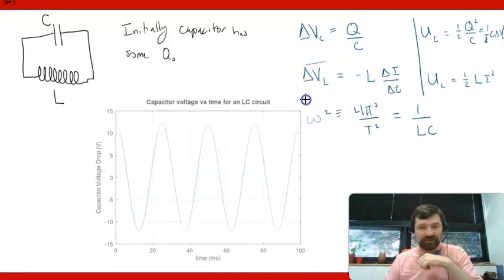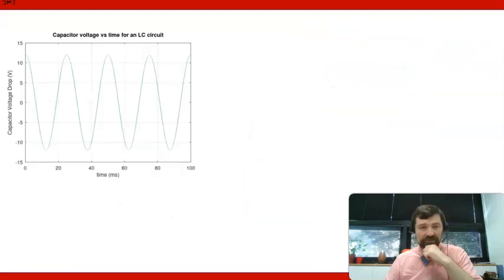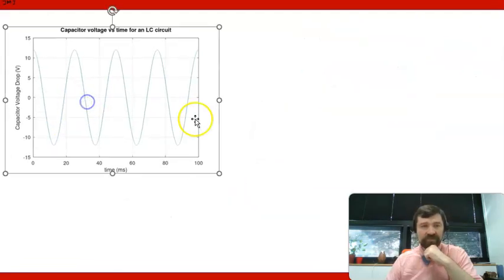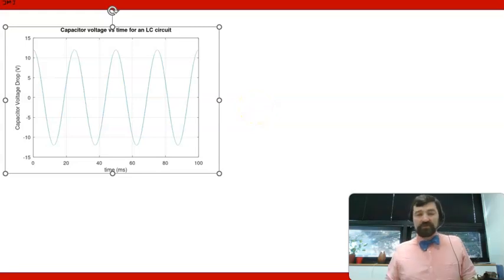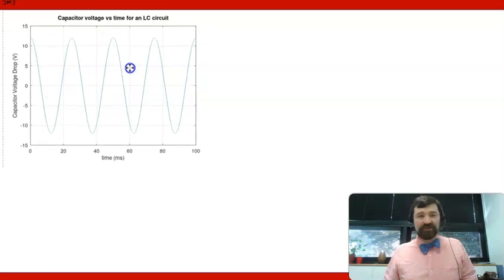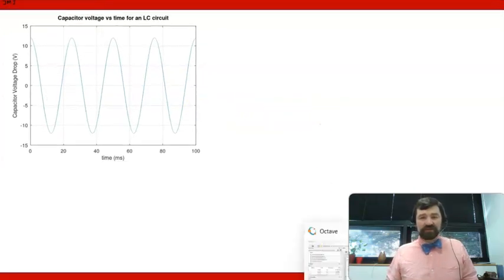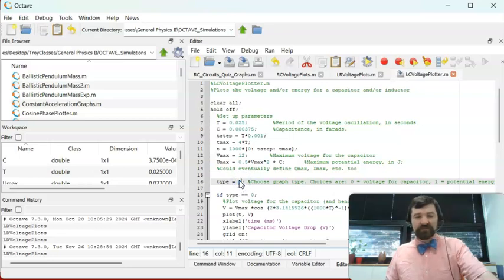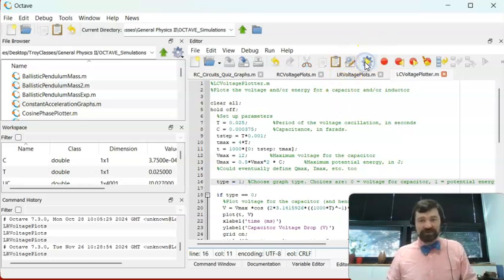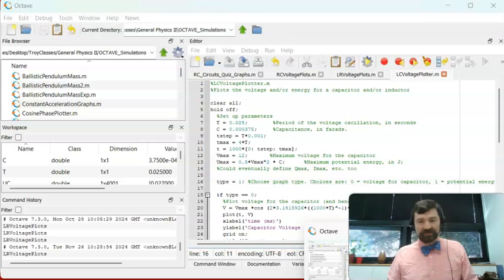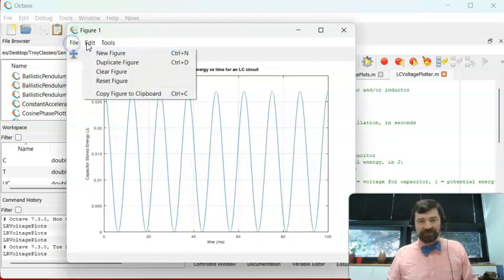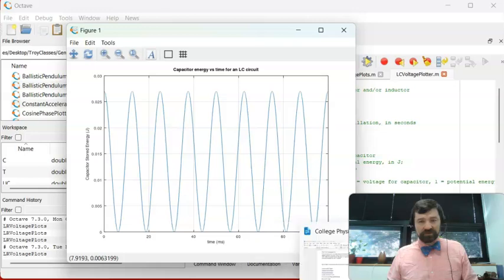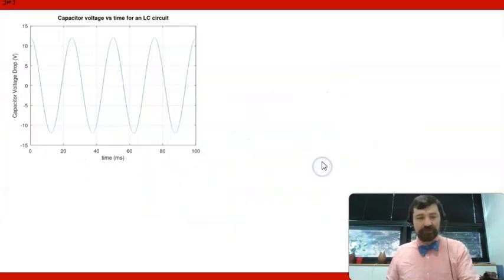I'm just going to stick it into my presentation, and the reason I'm putting it here is because I also want to compare it to the other possible graphs that I can get off of here. So for example, potential energy on the capacitor would be a type 1 graph. So I'm going to do that, and here's that graph. Let's copy it to the clipboard. Let's throw this over here.